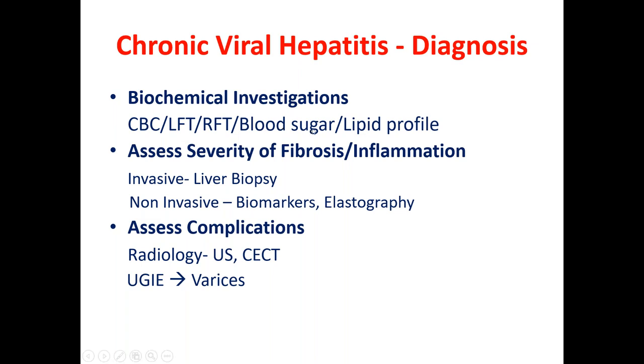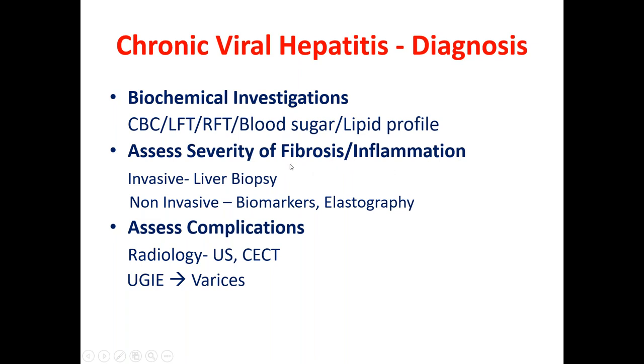People with hepatitis C virus can develop diabetes. They can have an elevated lipid profile also. Now, the most important thing when a person comes with chronic viral hepatitis is that there is a long latent period of this disease during which the patient is asymptomatic and one doesn't know when the patient got the virus. So one needs to assess how much liver has been damaged. Now there are two components. One is how much fibrosis has occurred and how much inflammation is there.